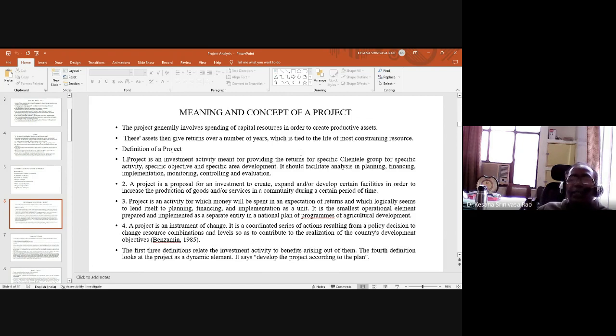It should facilitate analysis in planning. That's what I have already told you: at the beginning, any type of project which you are going to start needs planning. Planning means systematic thinking of future events. How systematically you are going to plan or think through your activities to perform and complete, that is called a plan. Financing: after that, the most important aspect is financing, the funding source, the money. From where it can come, how much is available to you to complete that task. Implementation: whatever resources you have and whatever you have planned, how you are going to implement it.